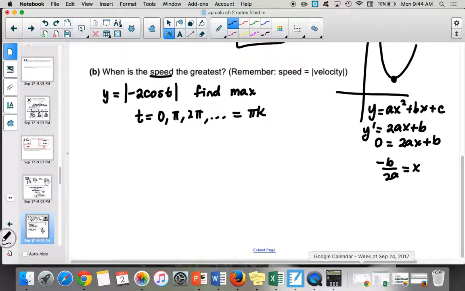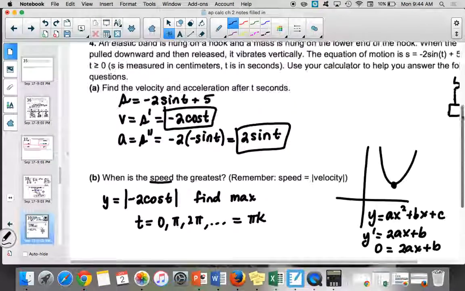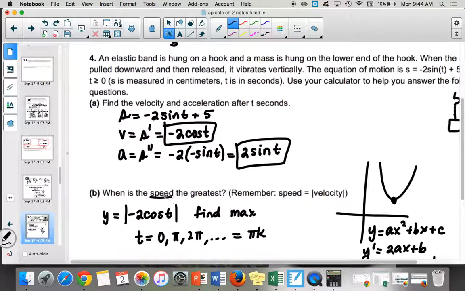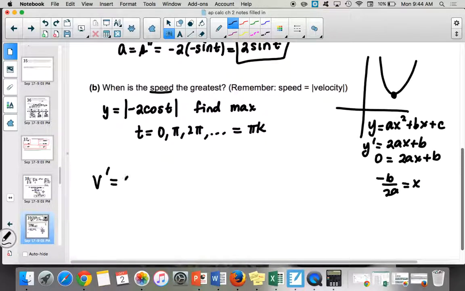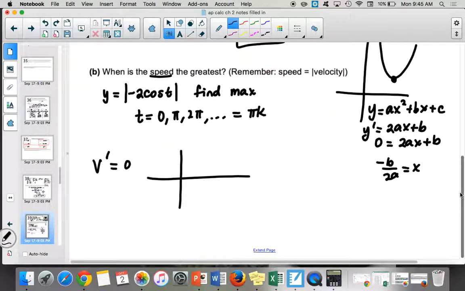Okay, so if I really wanted to find this by hand, what I would do is I would take the velocity function, and I want to find where the speed is the greatest. So I want to find when its derivative is equal to 0. Okay, and what that would do is you would have your velocity function, which is negative 2 cosine of t. So it's going to look like this. It would find this number, this number, this number, this number. It would find all of those. Those are 0, pi, 2 pi, 3 pi. It would find all those maximums and minimums.